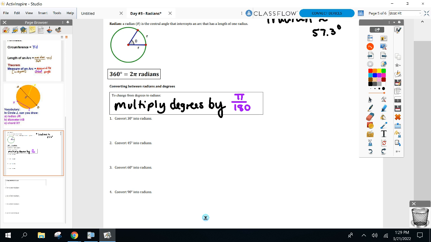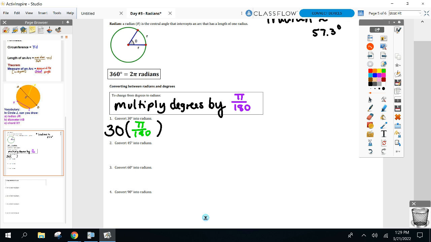That formula sheet, you can have it next Tuesday. All right, here we go. Let's do our first one. Take 30 degrees and tell me how many radians it is. So I start with 30, the amount of degrees I give you, and I multiply it by what? Pi over 180, and I'll do it with you on my calculator here.